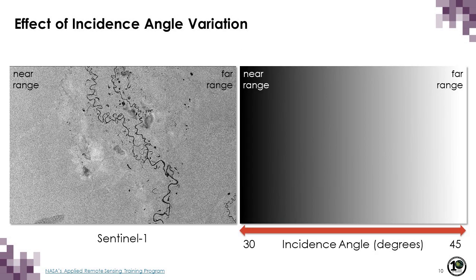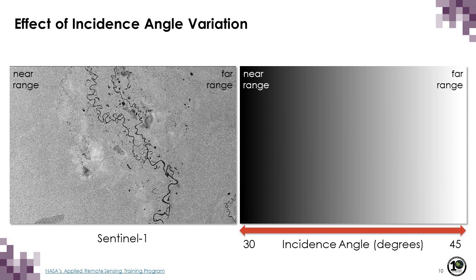Here we have an example of the effect of incidence angle variation. On the left is a Sentinel-1 VV image, and on the right is the incidence angle variation for this same image. The radar is right-looking, and so note that as we move across the swath from near to far range, the image becomes increasingly darker in tone, around a 3 to 5 dB difference in backscatter. So if you measure, for example, the same forest at different incidence angles, then the measured backscatter will be different, even if there has been no physical change in the forest.